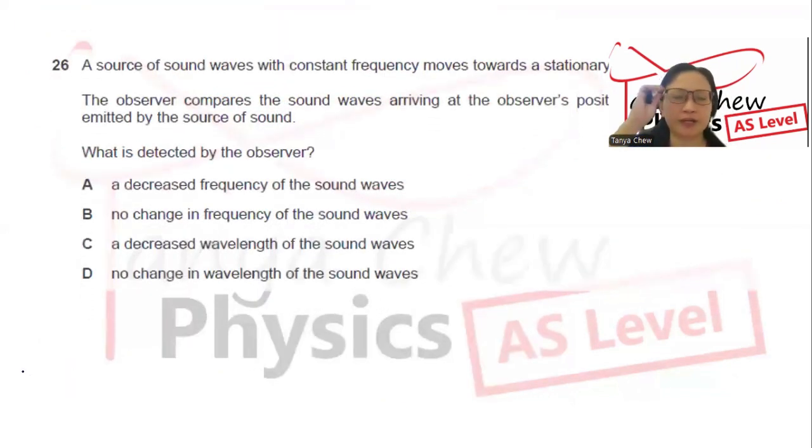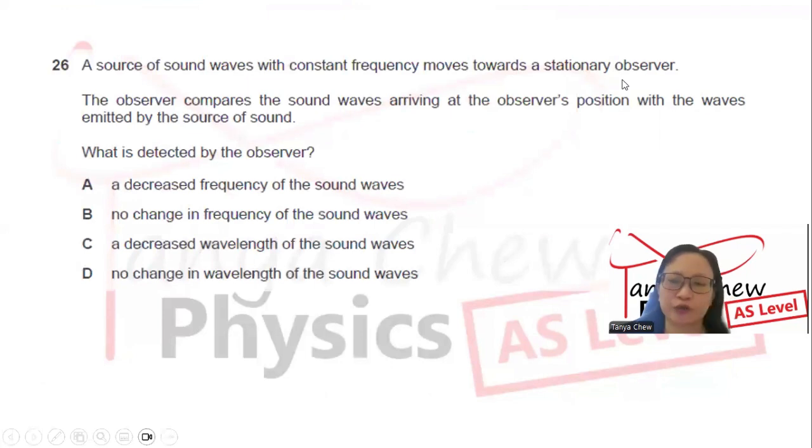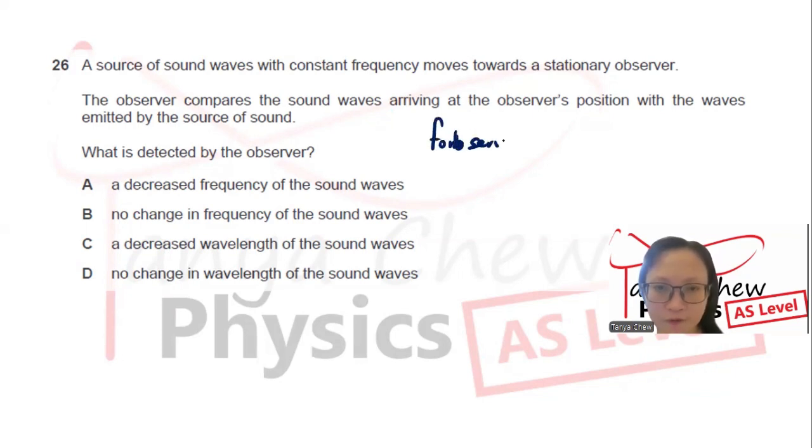Number 26. A source of sound wave with constant frequency moves towards a stationary observer. The observer compares the sound waves arriving at the observer's position with the waves emitted by the source of the sound. What is detected by the observer? So the sound wave of constant frequency moves toward the observer. If it is moving towards the observer, the observed frequency is supposed to increase. So there is no decrease, no change. This is not the answer as well.